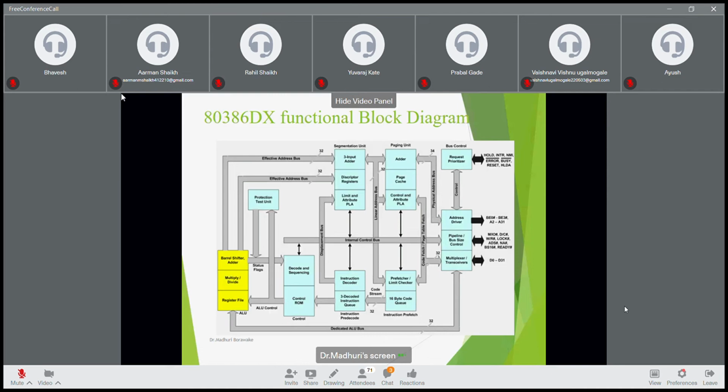But just listen now. The bus interface unit is the interface of the processor with the outside world. Now, the bus interface unit has a 32-bit address bus as well as a 32-bit data bus.